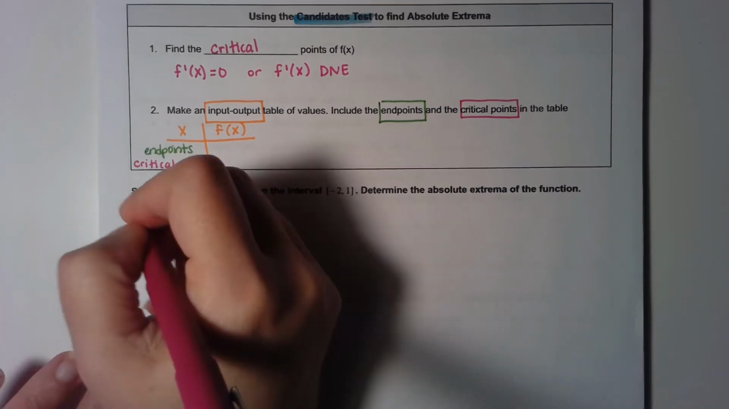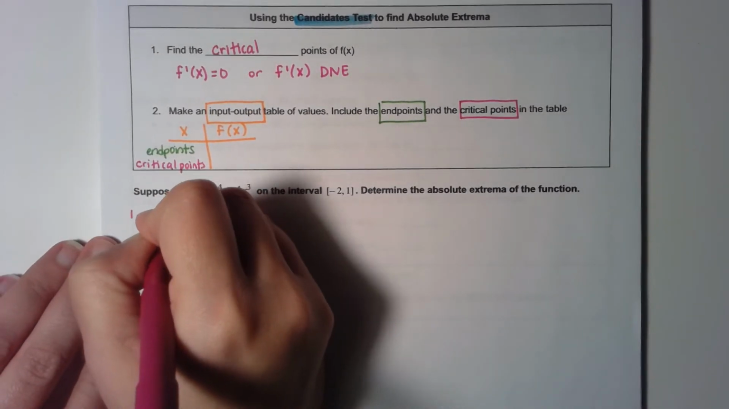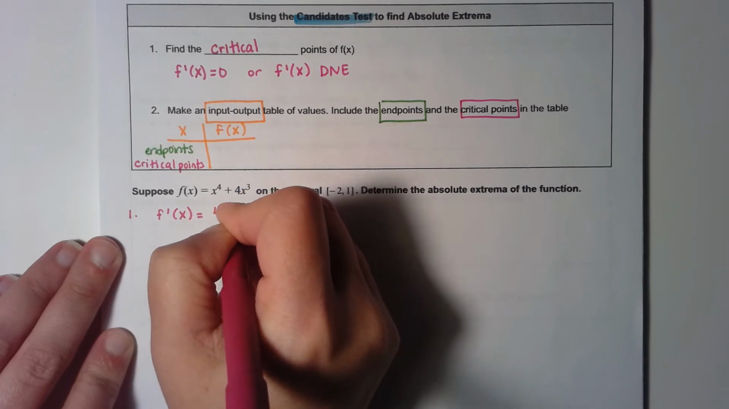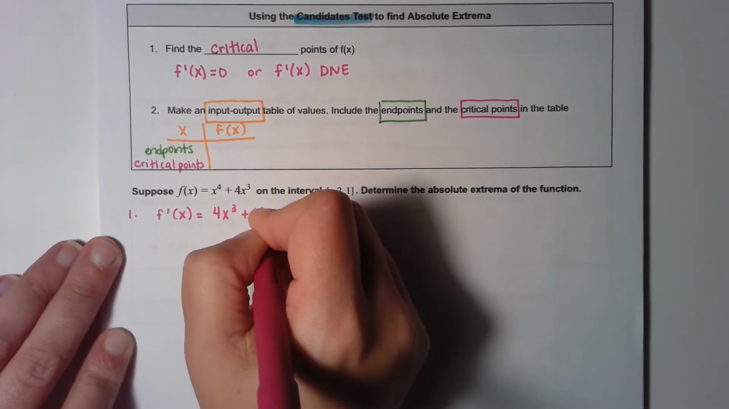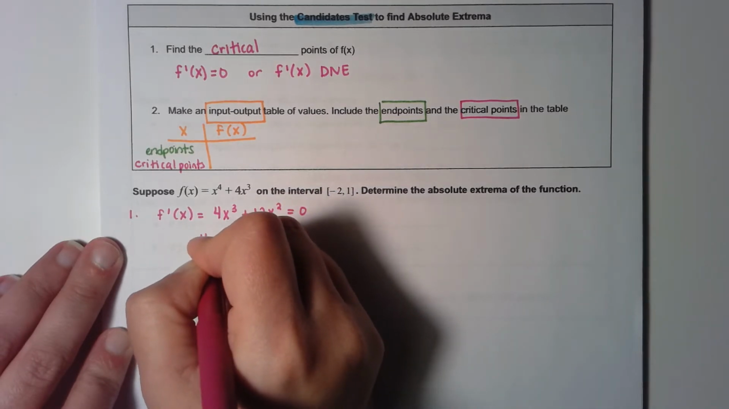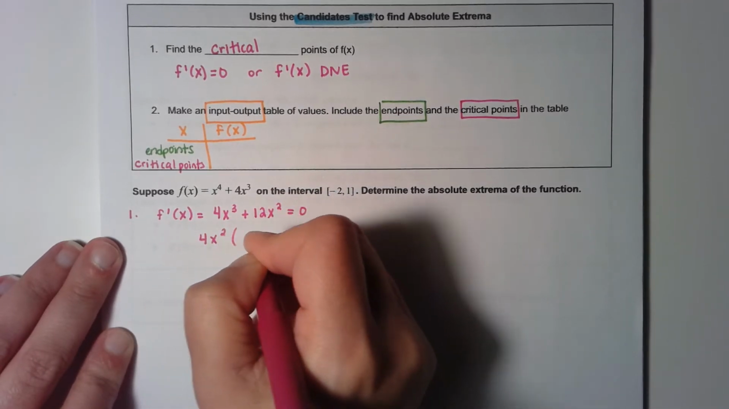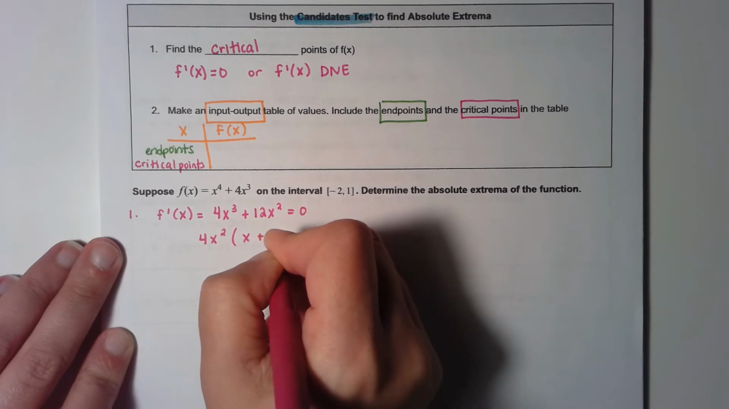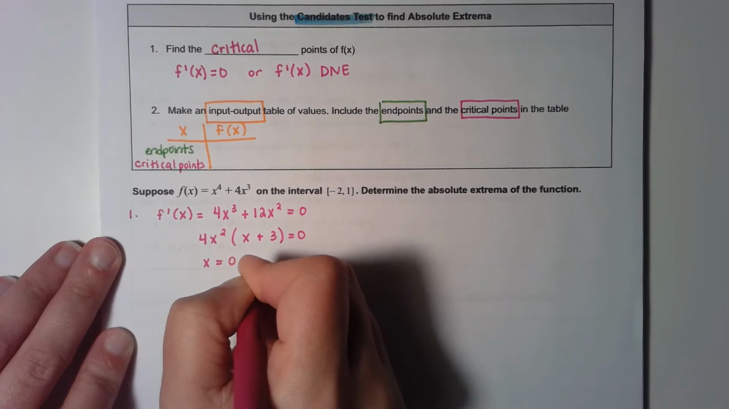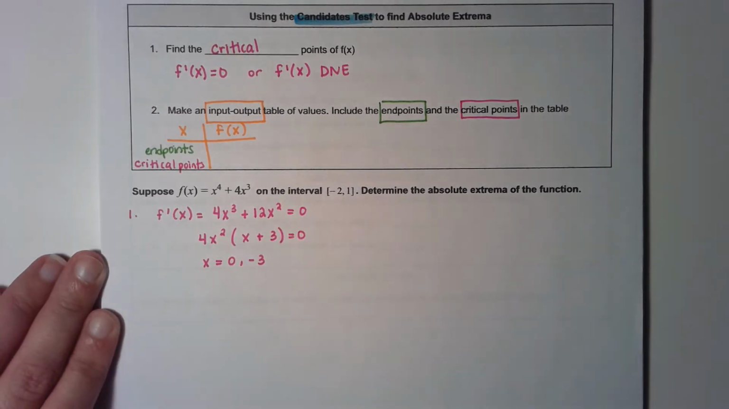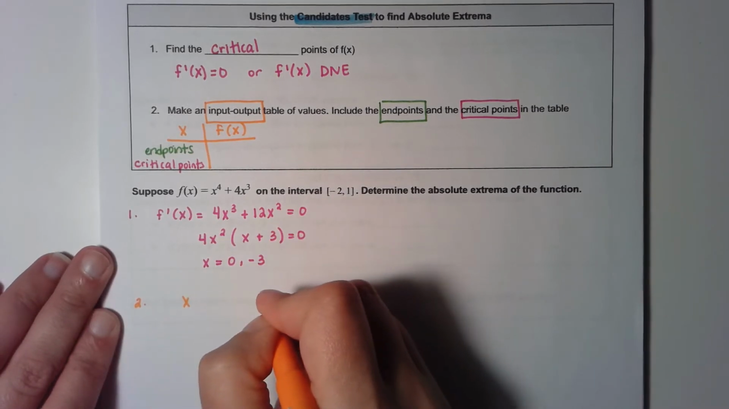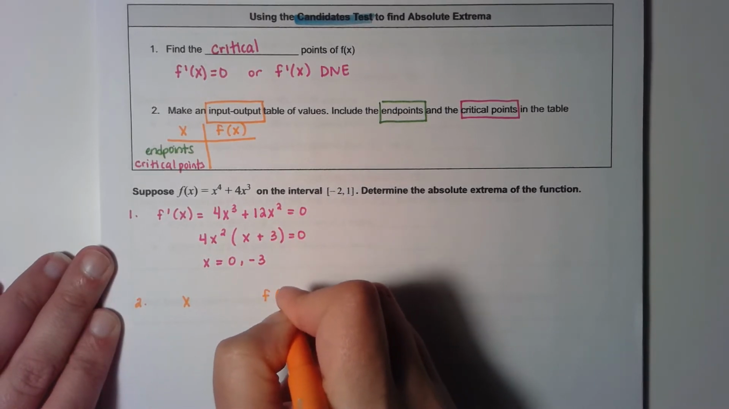So let's start by finding the critical points. I'm going to take the derivative of this function, which is 4x cubed plus 12x squared, and I'm going to set that equal to 0. I'm going to factor out a 4x squared, so I get 4x squared times (x plus 3). And then my critical points are going to be when x is 0 and negative 3. Next, I'm going to make an input-output table of values. So I'm going to have x and f of x.